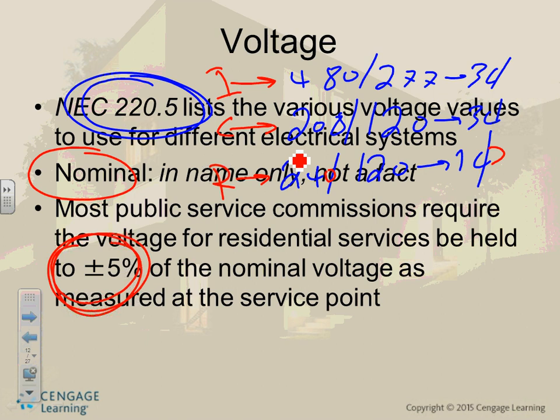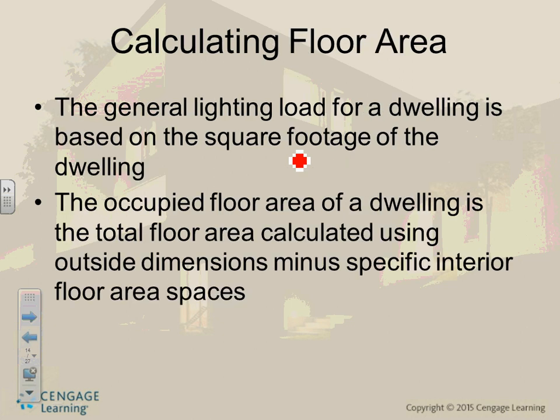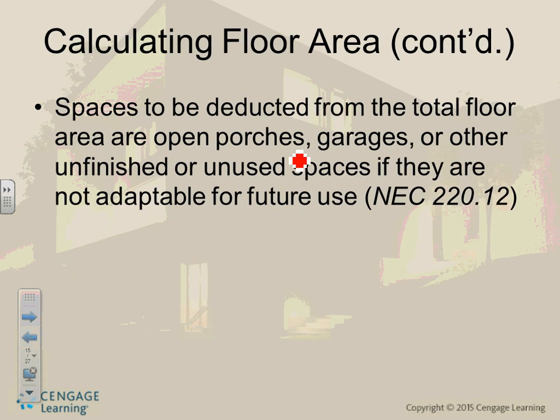All right, moving away from the voltages. Rules for calculating. You calculate for the dwelling based on the square foot. We did that. Now, when you do the square foot for the building, you do a couple of minuses. Here's a couple of things that you have to subtract. For example, if you have a porch in your house.